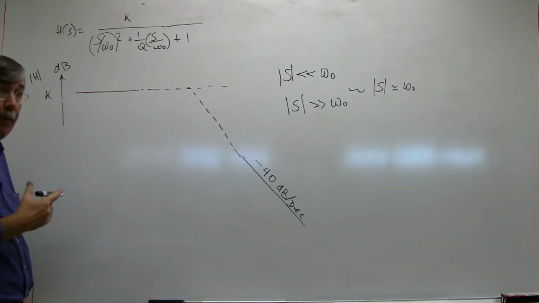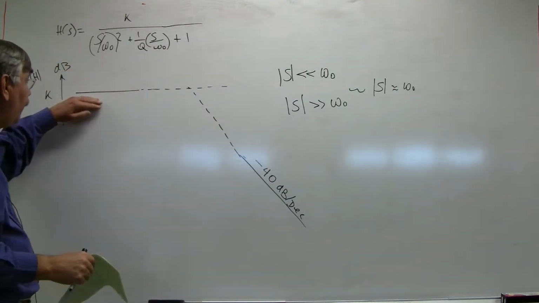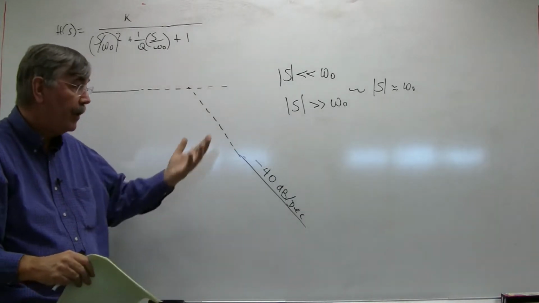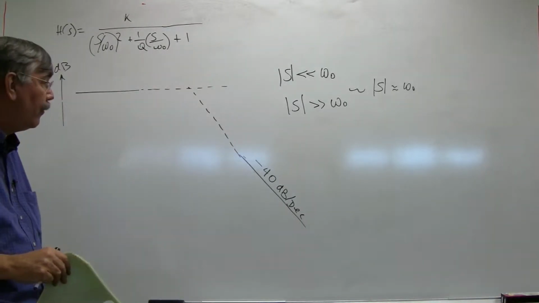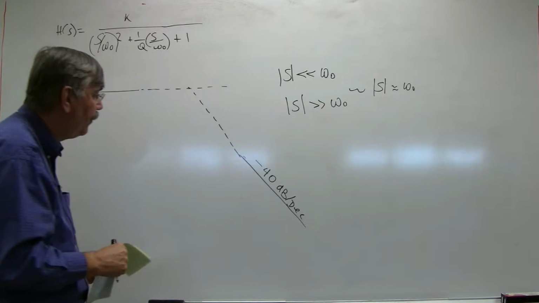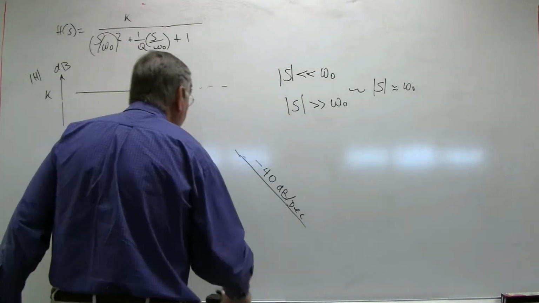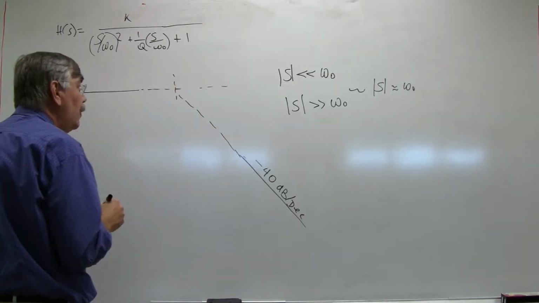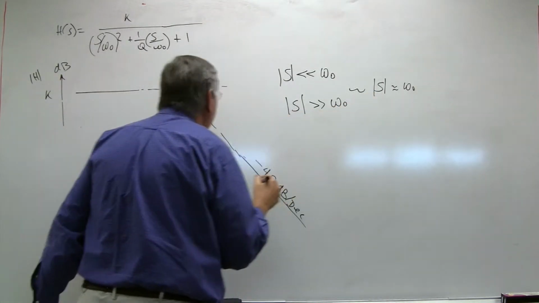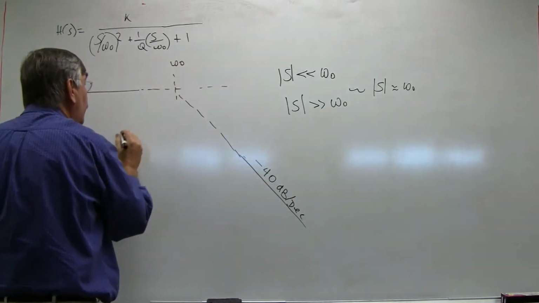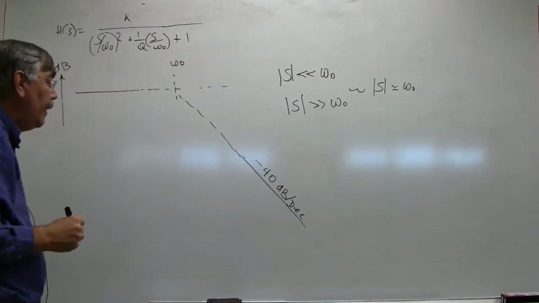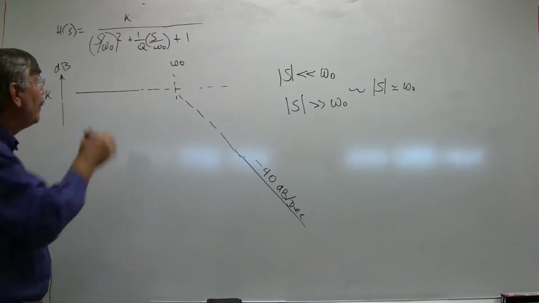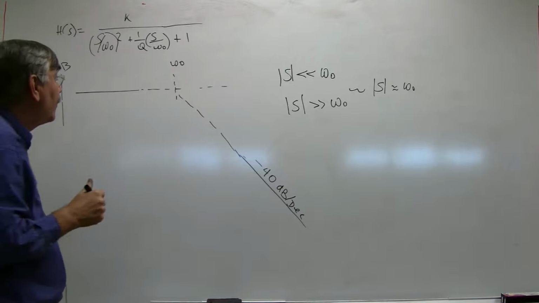So this is called a low-pass transfer function because it passes low frequencies, and if we think of it as a filter, it attenuates the high frequencies. And if I do this right and get this line straight, these two curves would meet at omega equals omega naught.